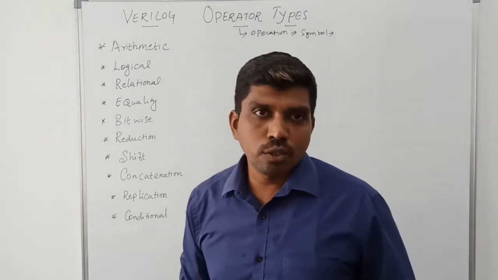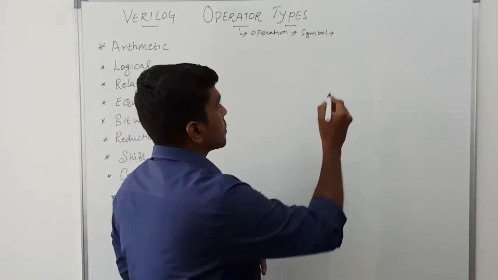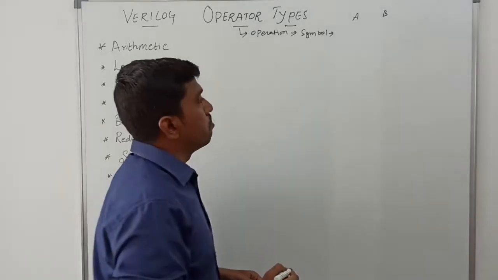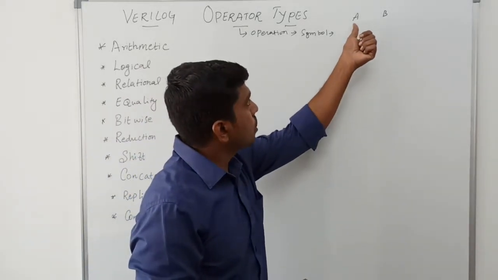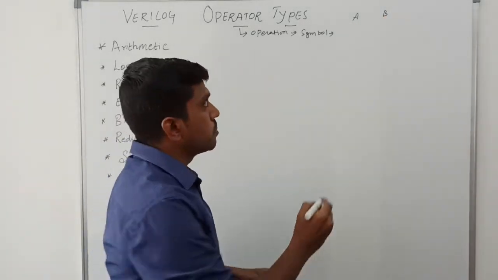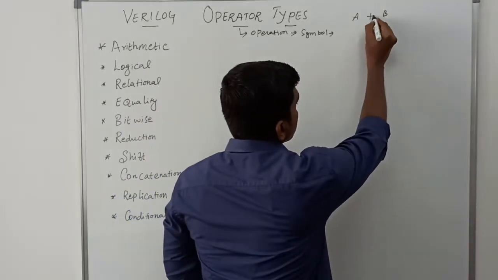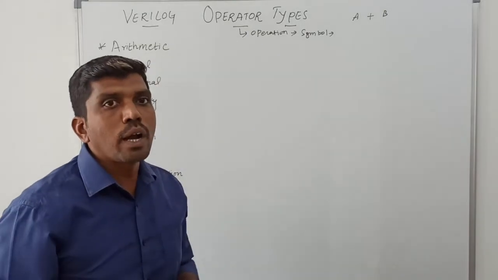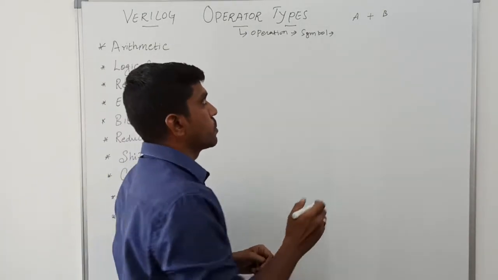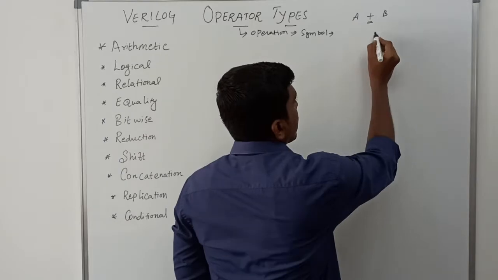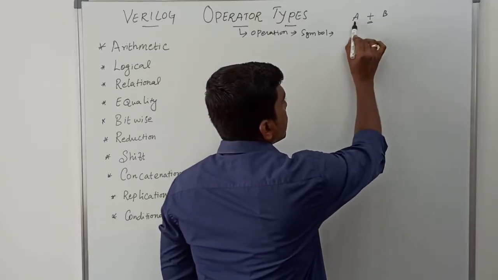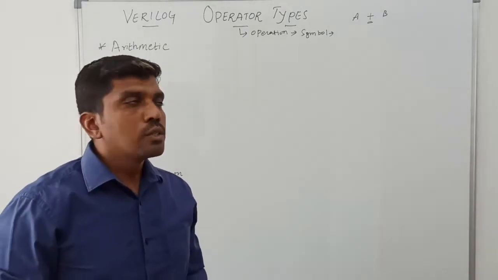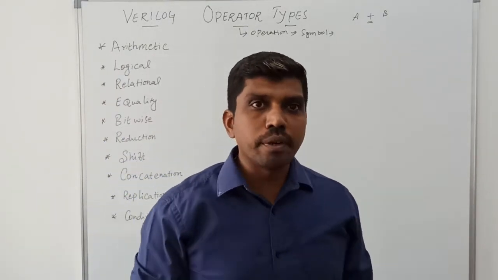Suppose you want to add two operand values. Let us consider operand 1 is A, operand 2 is B. To add operand 1 and operand 2, you can use the operator. So this plus is an operator. This plus is responsible for adding the two operand values. The processor can recognize that this plus adds operand 1 and operand 2, and finally it produces the result. So it's a simple declaration of an operator.